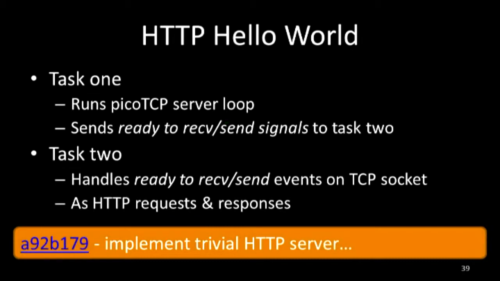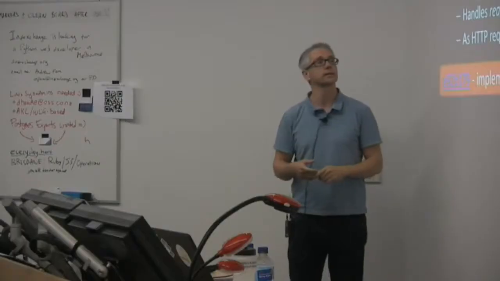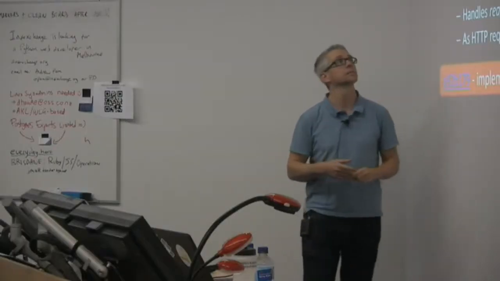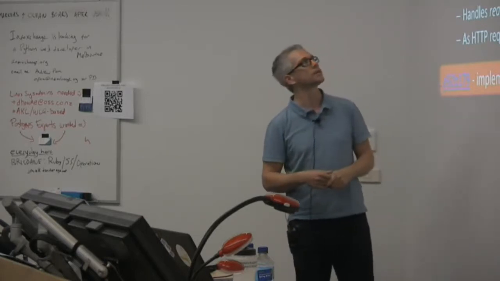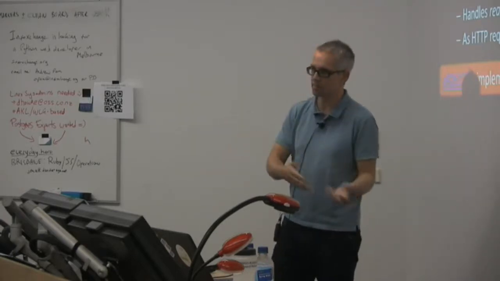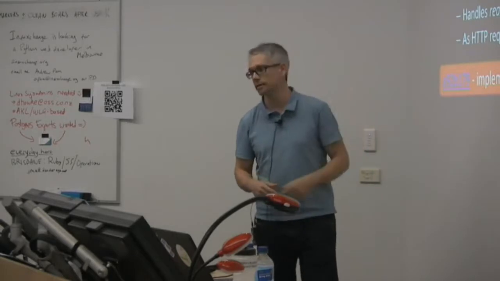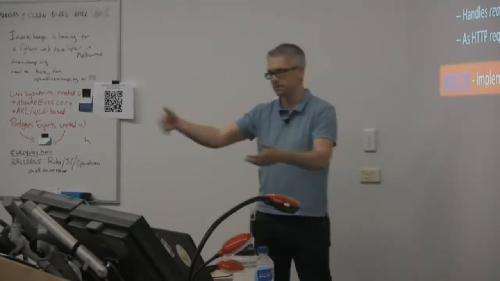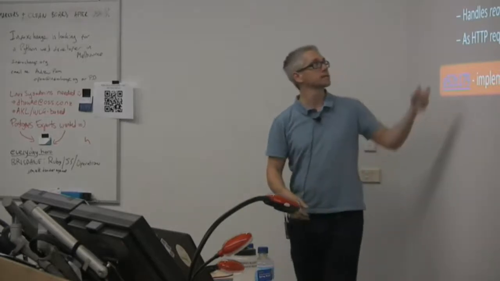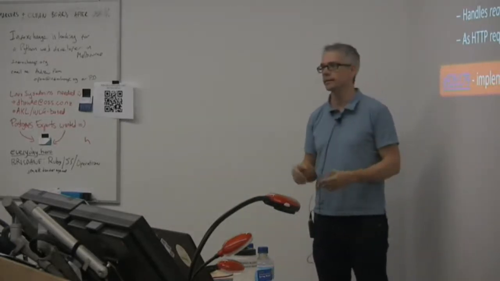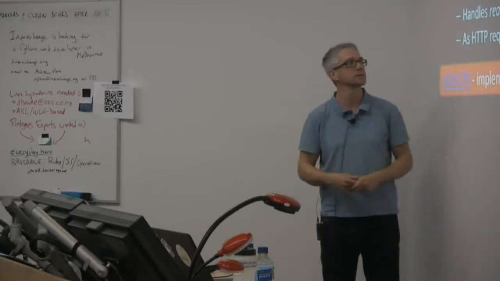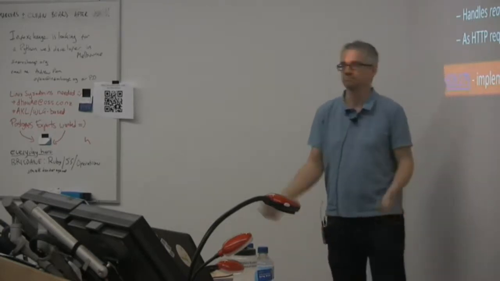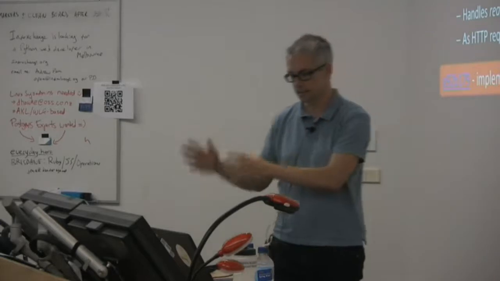So in order to do that, when Pico TCP has a packet ready that the HTTP server can handle as an HTTP request, it will send a signal to task two. If the Pico TCP server is ready to accept a packet that it can send out, it'll send a signal to task two and say, hey, please, if you want to send something, do it now. And task two will do the corresponding thing, handle HTTP requests and responses based on those signals. It will wait for those signals and then react to them. And of course, it will do so by taking the incoming HTTP data and sending out a response.